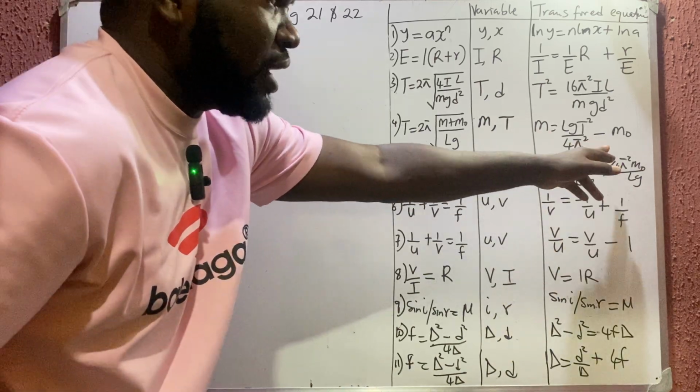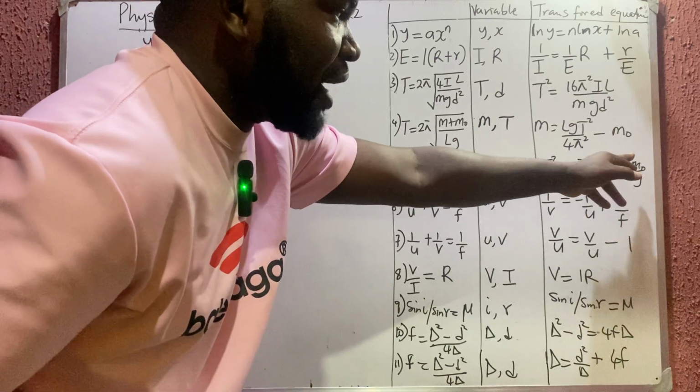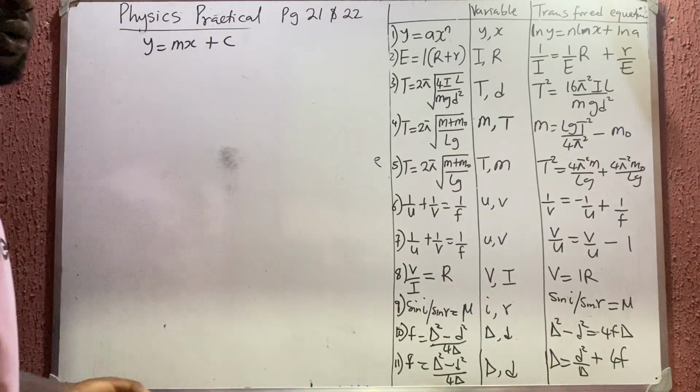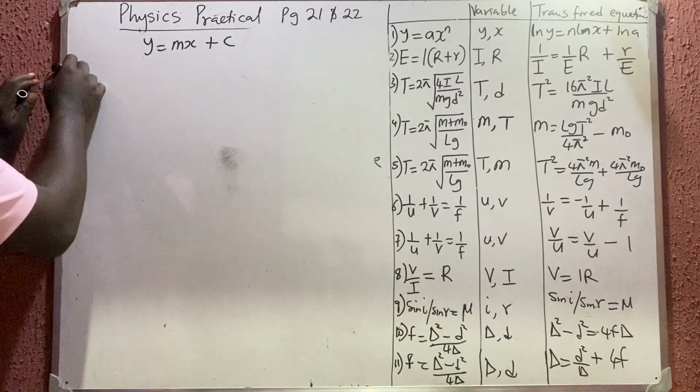Your x equivalent is m. Your slope is 4 pi squared over LG, while your intercept is 4 pi squared m naught over LG. Okay, so obviously this one is m comma t and not t comma m. So we'll go to question number 6.